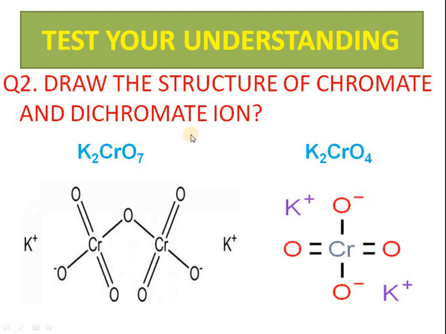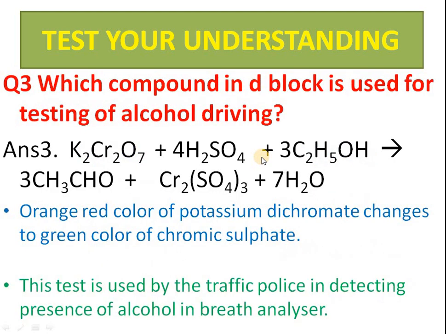Next, these are the structures of chromate and dichromate ions. So potassium dichromate, this is the structure. You can see that 6 bonds are formed. And in potassium chromate, you can see here also 6 bonds are formed. Both have +6 oxidation number.